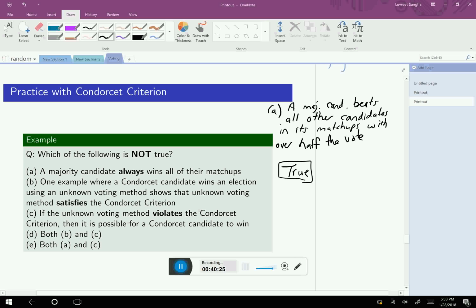Okay, so in this question, we were looking for which one is not true. A was true, so it can't be A. And at this point, we know that it's not E. It can't be A and C. Okay, so now we have to look at the other answer choices. Let's look at B. B says, one example where a Condorcet candidate wins an election using an unknown voting method shows that the unknown voting method satisfies the Condorcet criterion.